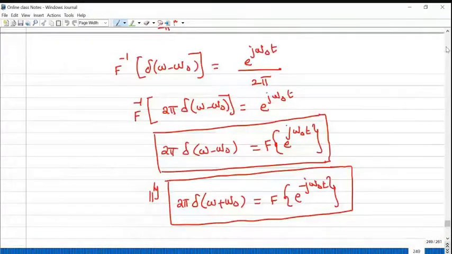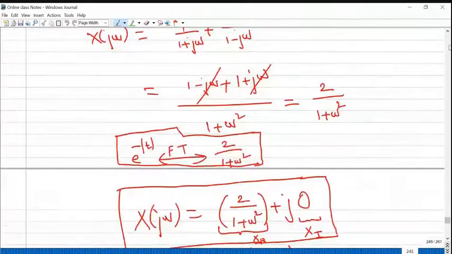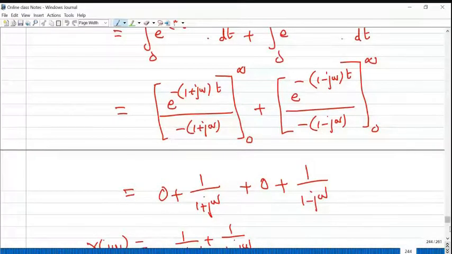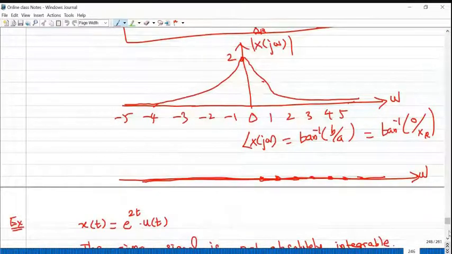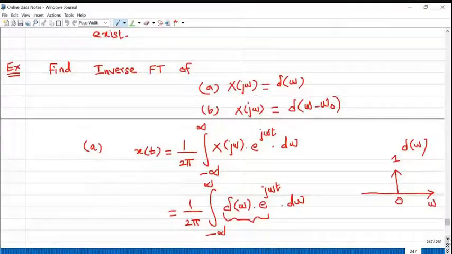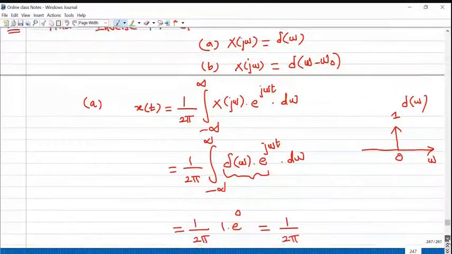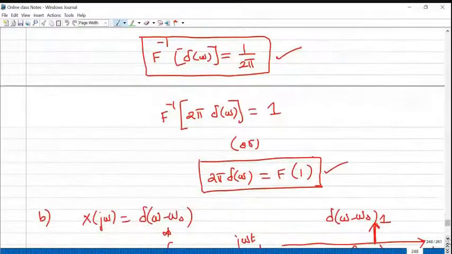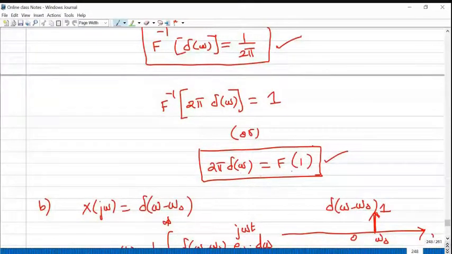So in Fourier transform, we have solved a few problems. Fourier transform of delta of t e power minus a t u(t), how to draw the magnitude spectrum and phase spectrum, and inverse Fourier transform of delta of omega minus omega naught. From that, we have derived some other formulas, that is Fourier transform of 1.